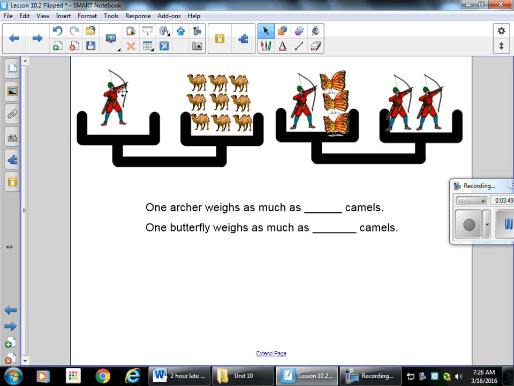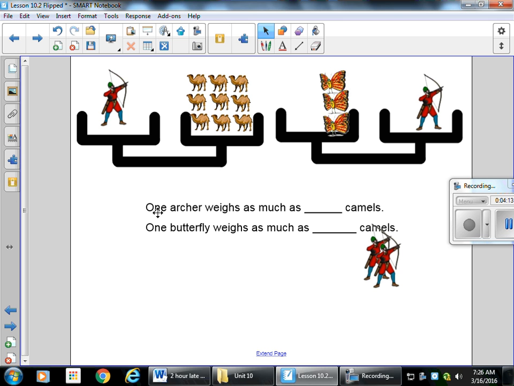So right now I have an archer, some camels, and some butterflies. Well, what's the obvious? Right here I just have the archer with the camels. I have the archer, so I have some obvious things in both of them, right? Right here I could remove both 2 archers, so 3 butterflies weighs the same as an archer. Right here an archer weighs 9 camels. So what do we need to find out? 1 butterfly weighs as much as how many camels?